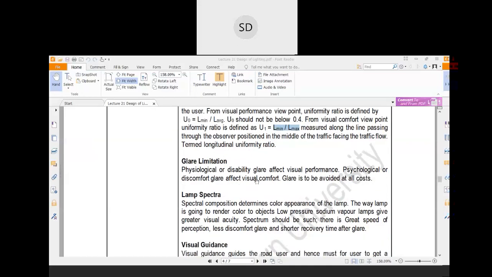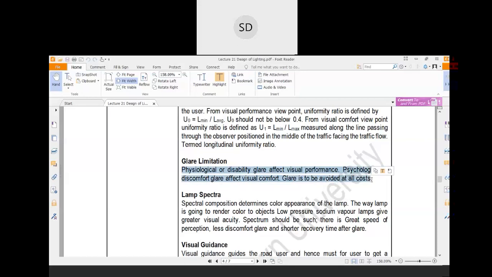So next is glare limitation. Psychological or disability glare affects visual performance. Psychological or discomfort glare affects visual comfort. Glare is to be avoided at all cost. You know what is glare?